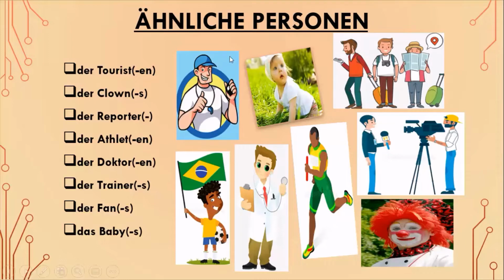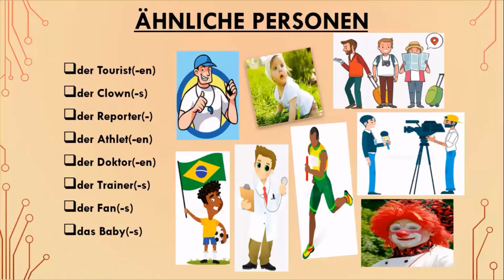Some of the persons that are similar are der Tourist. One male tourist is this. Many tourists, die Touristen, with an en ending. Now if it's a female tourist, it would be die Touristin. So there would be in at the end of this word.